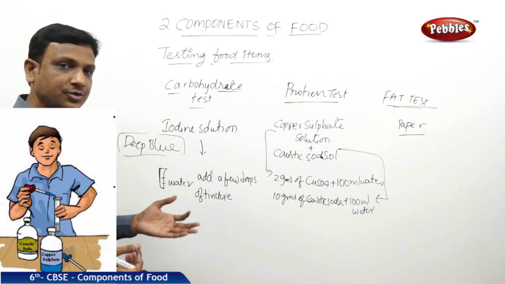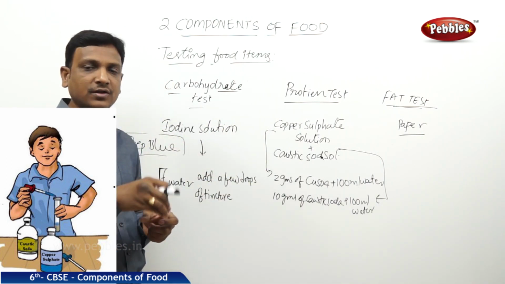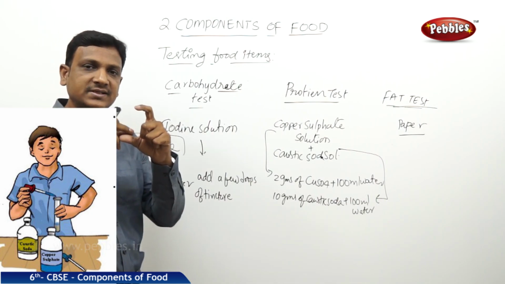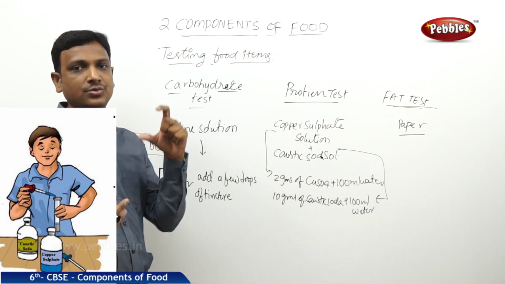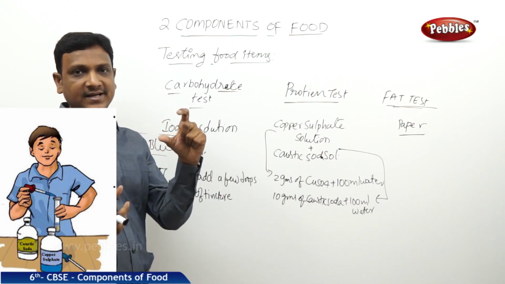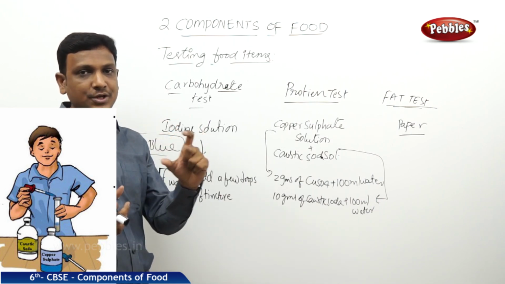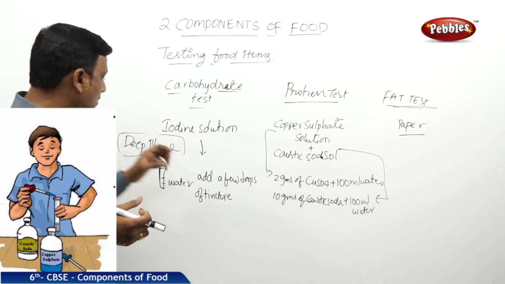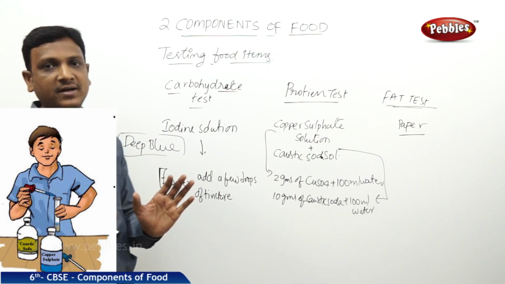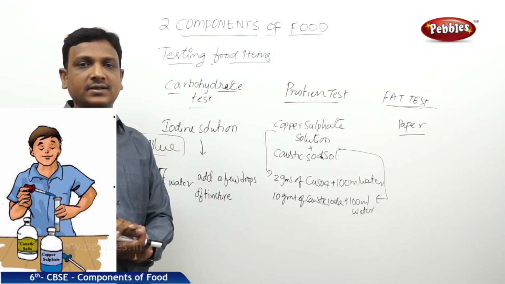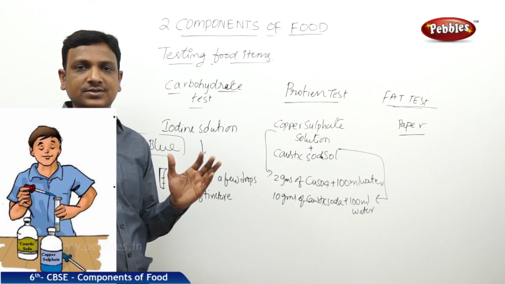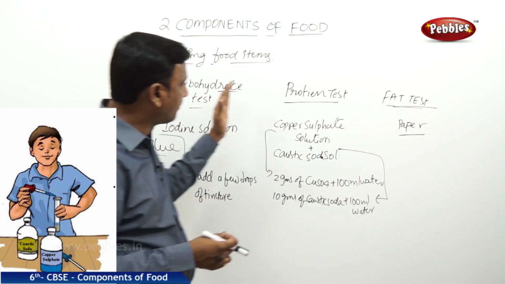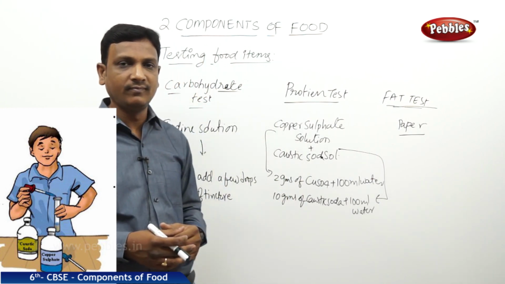So, here iodine solution can be put directly on the food item, or you can take the food item and make your liquid sample, mix it with the water, then add the iodine drops to identify the color change. So, when do you confirm the food has got carbohydrate? When the color changes to deep blue color, then you confirm that the food has got carbohydrate. If there is no color change, there is no carbohydrate in the given sample. So, moving on to the next one, protein test.